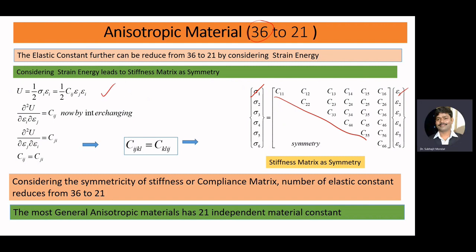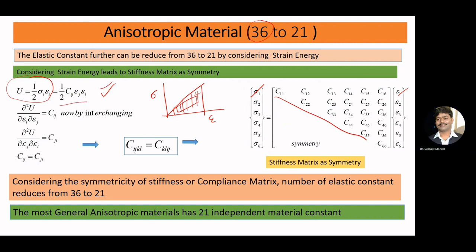Now here, if we consider the strain energy component, we can write strain energy as half stress times strain. So if this is stress and this is strain, this area is basically the strain energy, and we can write it as half stress times strain. Again, we can write the strain energy like this: half Cij times epsilon j and epsilon i.